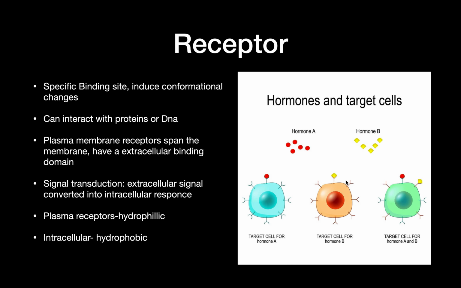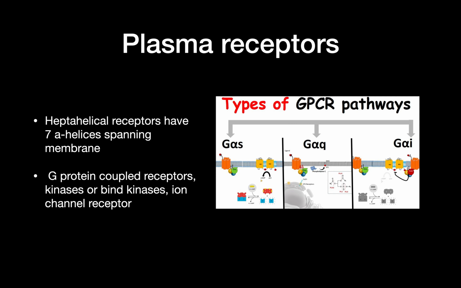Plasma receptors are found on the outside of the cell. They are hydrophilic. And intracellular receptors are going to be hydrophobic, so they're going to be within the cell. So there are these different types of pathways, which we will go through next. But plasma receptors are heptahelical receptors. They have 7 alpha helices spanning the membrane. And these are the examples: the G protein coupled receptors, and the kinases, or the ion channel receptors.